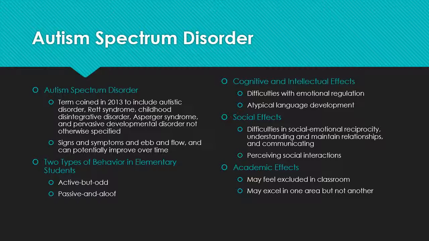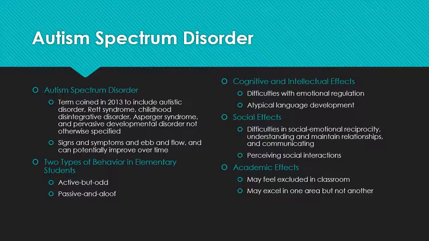Autism spectrum disorder can really look a lot of different ways, and it combined 5 different syndromes together back in 2013. But basically, there's atypical language development. A quarter of the children with autism are nonverbal. That can lead to feeling excluded, even though the student might excel in some areas of the classroom. They may not in others. And then perceiving social interactions is, I think, one of the trademark ways of looking at autism.